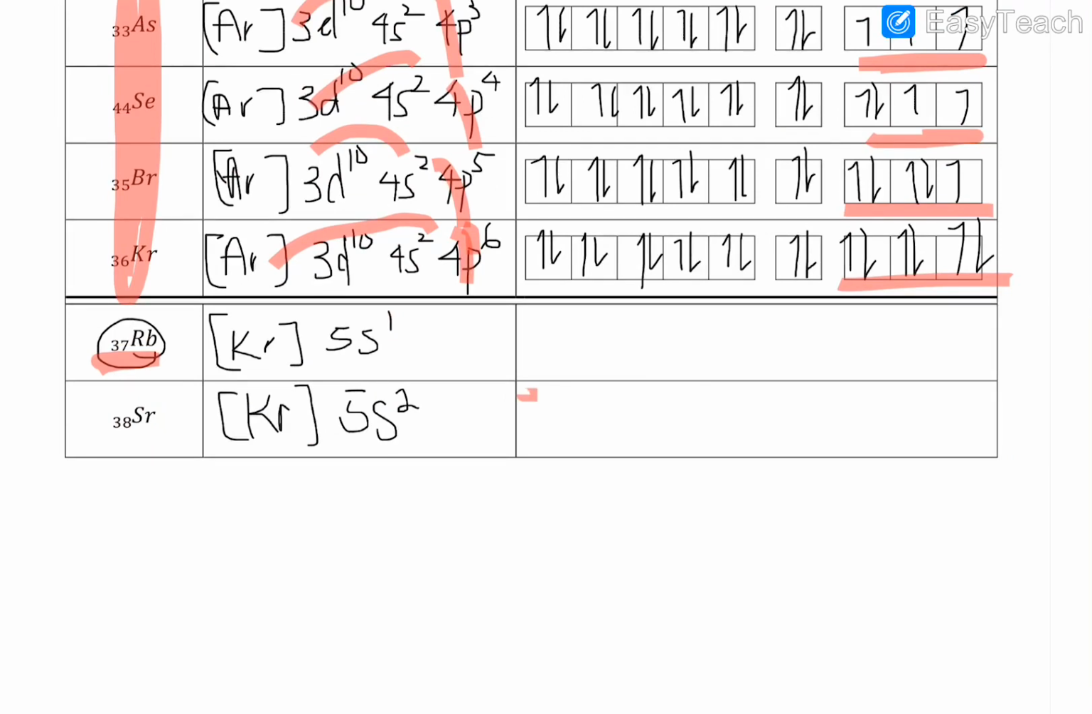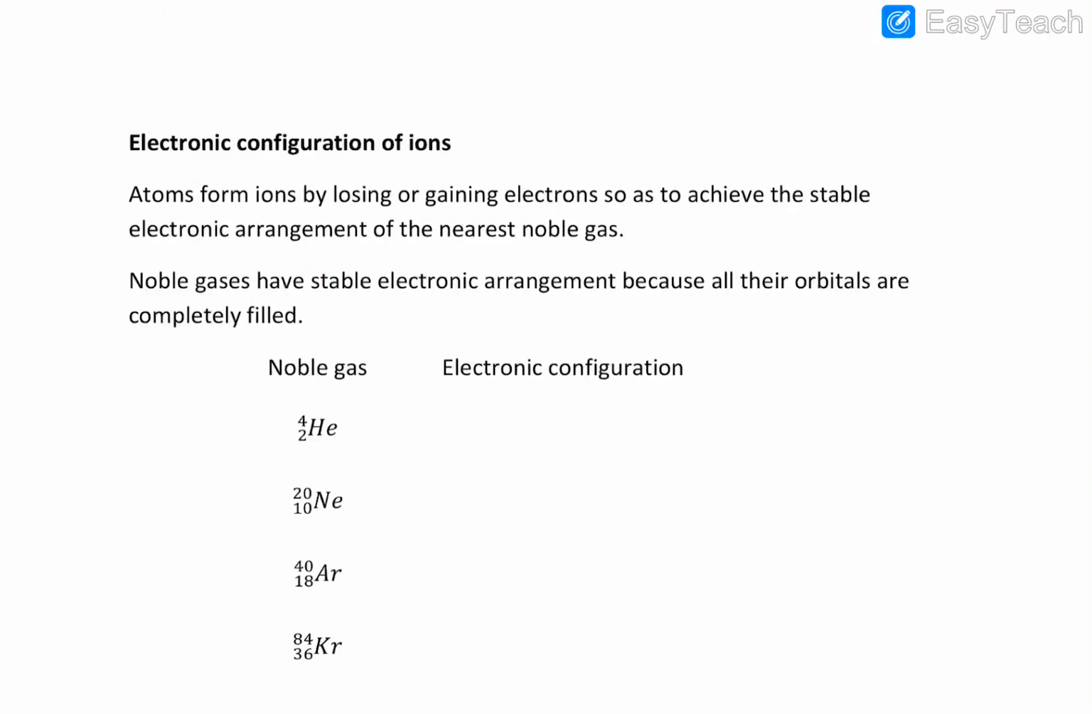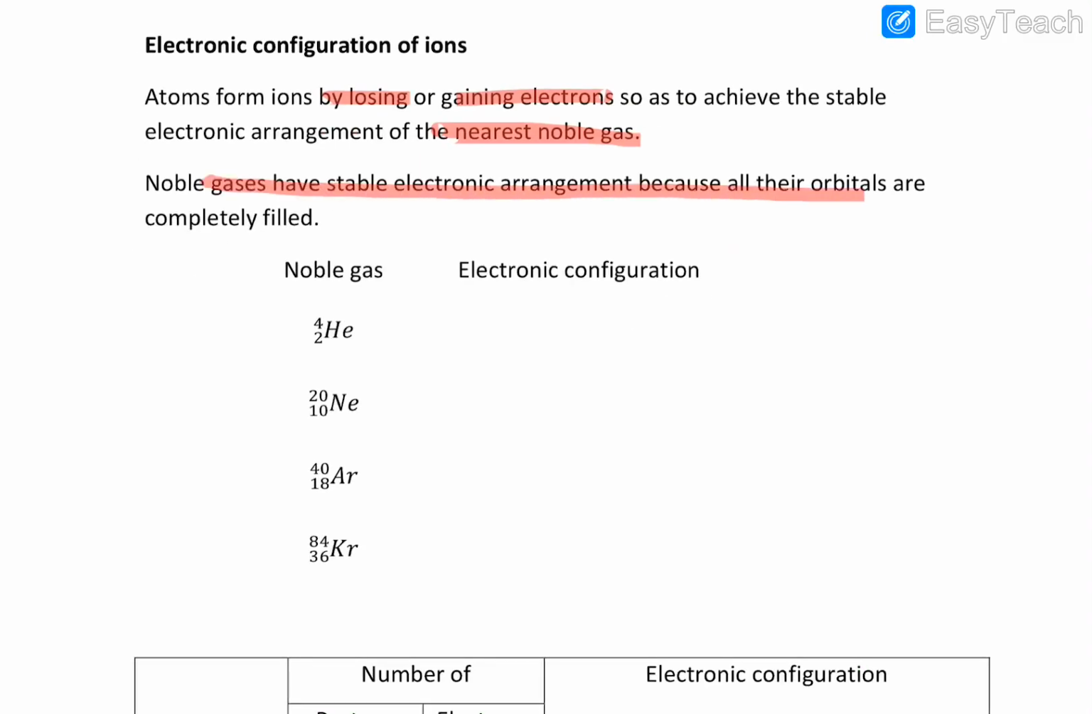Okay, so that's it for atoms. Now let's see for ions. So if you still remember, atoms will always want to have the electronic configuration state of the nearest noble gas. So to do that, they are going to either lose electrons or gain electrons. So noble gases have stable electronic configuration because the orbitals are completely filled. So these are the noble gases. Write down the electronic configuration for each one of them. So pause the video, write it down, and then you check.